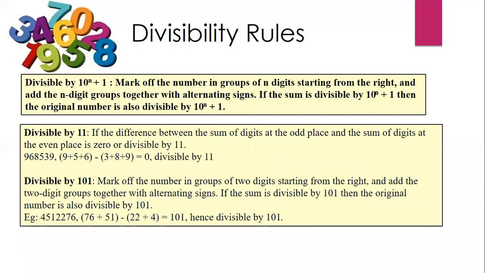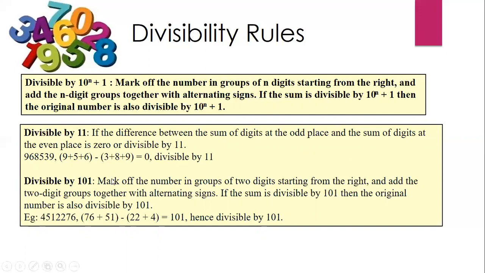And for numbers such as 11 and 101, for example, we'll take the number 968539. Sum of the digits in odd positions, which is 9 plus 5 plus 6, minus the sum of the digits in even positions, which is 3 plus 8 plus 9. If it is 0 or a multiple of 11, then we can say the whole number will be divisible by 11.